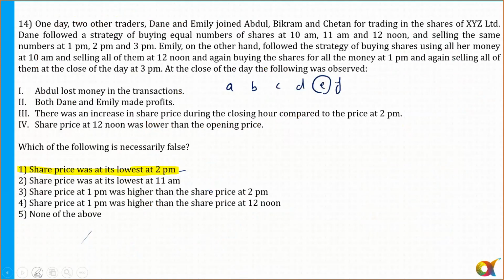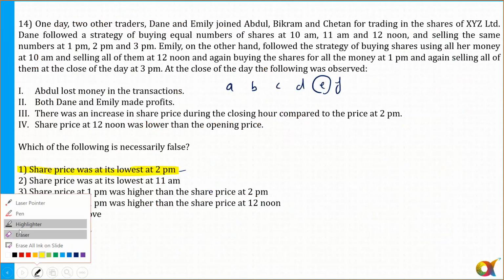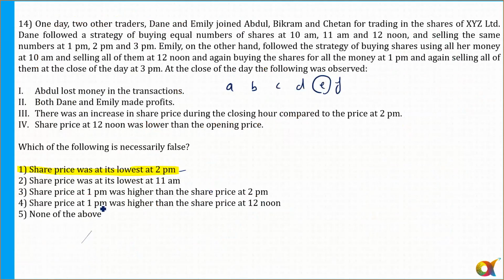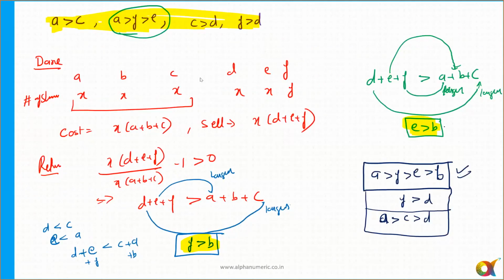Now, also if you see the fourth statement, what does it say? It says share price at 1. So 10, 11, 12, 1. That means D was higher than the share price at 12. That is C. So D is greater than C. It says that D is greater than C, but we have calculated already, is D greater than C? We know that C is greater than D here. So we have already calculated C is greater than D. So the fourth statement says that D is greater than C. That is also false.